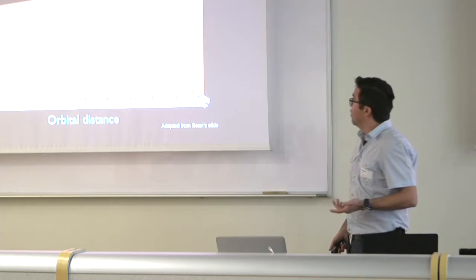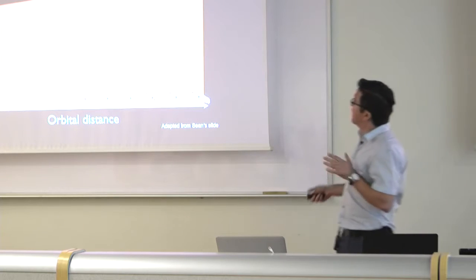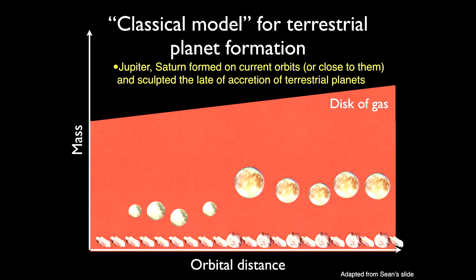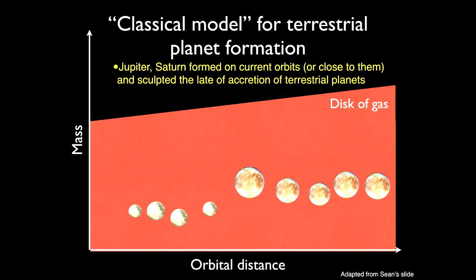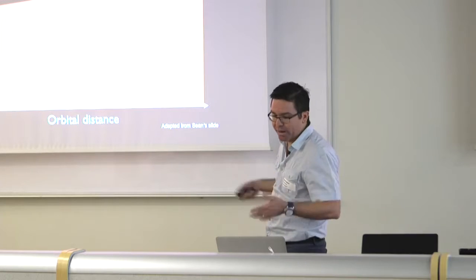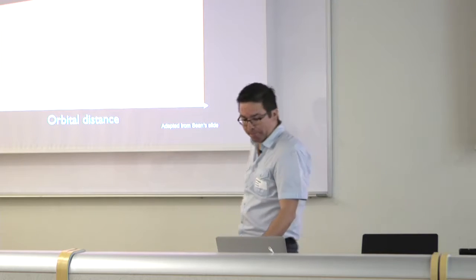So let's take a look at the classical model of terrestrial planet formation in the solar system. The classical model assumes that you have Jupiter and Saturn in the system. They form near their current orbits. And you have some planetesimals that are already formed everywhere in the solar system. So these planetesimals grow to planetary embryos. As I said, the inner ones are smaller than the outermost ones, just because you are in the outer regions of the disk where you have probably more volatiles.